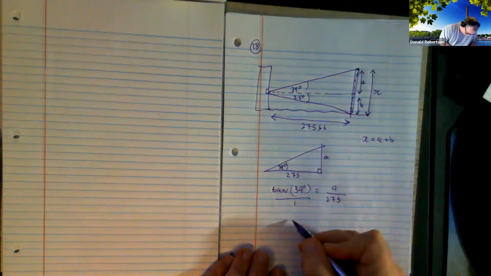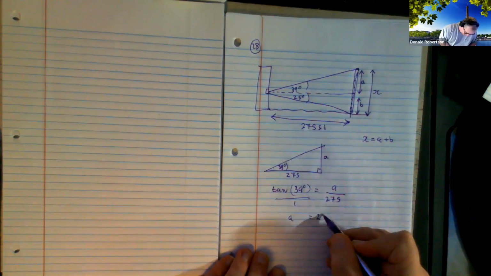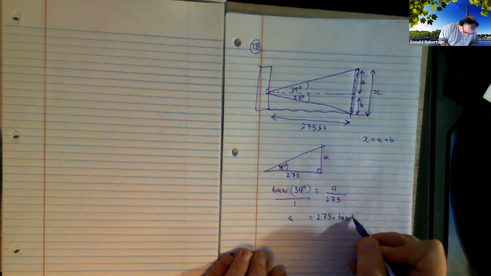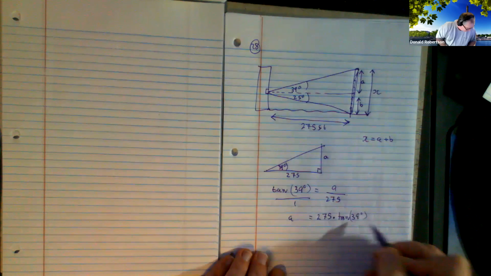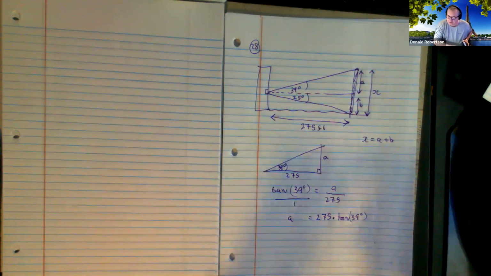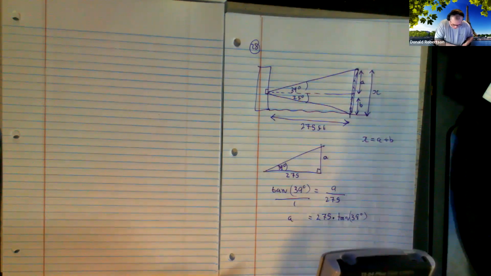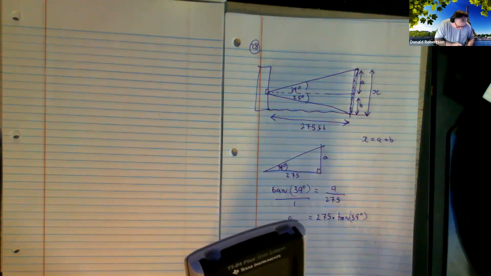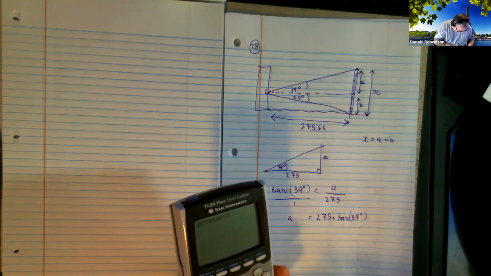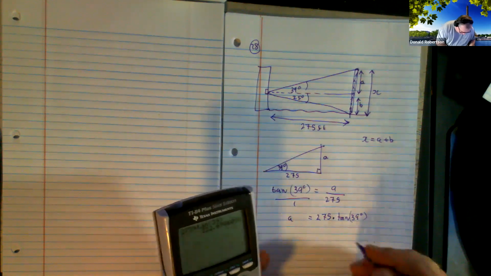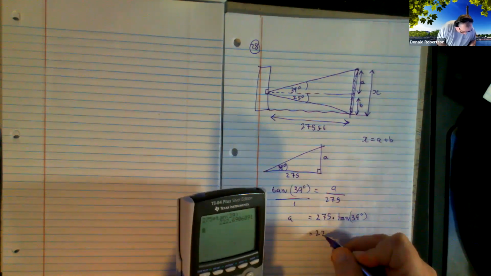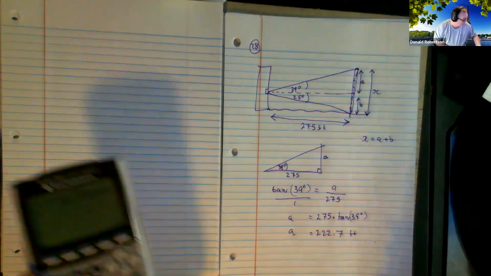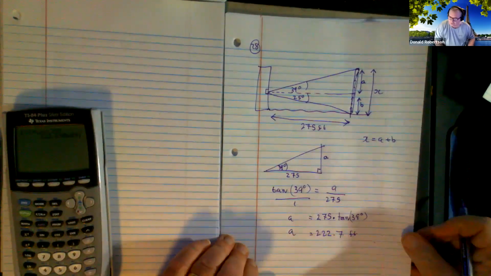Now, if I do a little cross multiply, won't A be 275 times the tan of 39 degrees? You happy? A times 1 and the other guy goes the other way. And let's find out what that is. 275 times the tangent of 39. And this one is 222.7 feet. So far, so good?